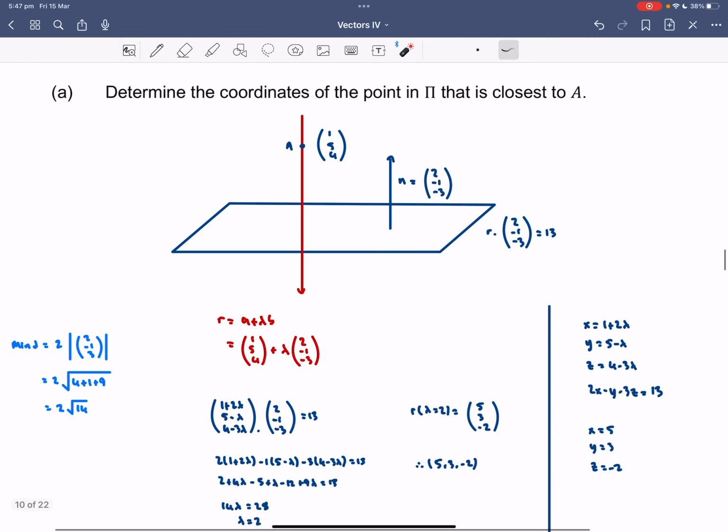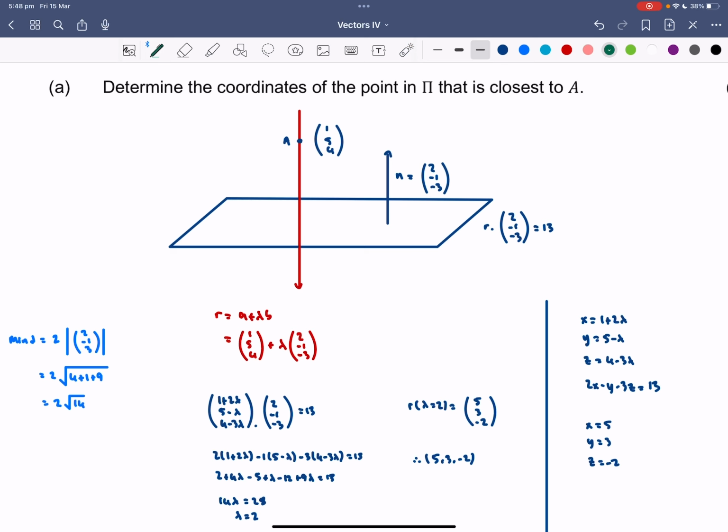So one question type is to find the minimum distance, and the other question type is to find the position vector of the point that is the minimum distance. So there are 2 different question types. Please be aware of the 2 different question types.